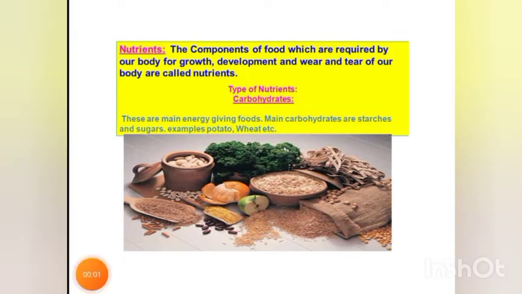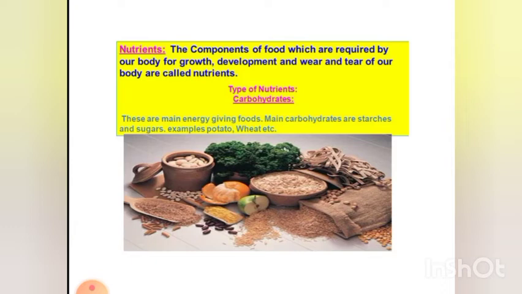The first nutrient is carbohydrates. Carbohydrates are the energy giving foods. The food items which are rich in carbohydrates provide us energy. The main carbohydrates are starches and sugars. For example, potato, wheat, rice, bread, all these food items contain carbohydrates. There are two types of carbohydrates: simple carbohydrates and complex carbohydrates.